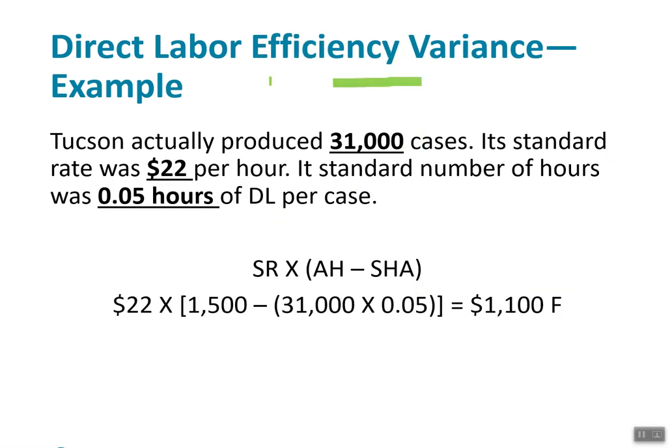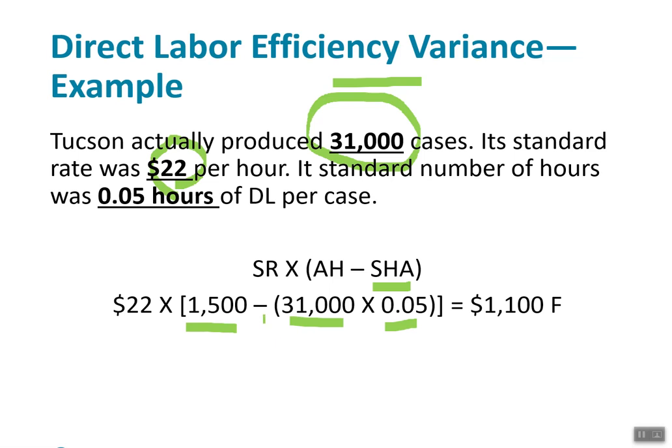The efficiency variable for direct labor is going to be the calculation of the standard rate, which again is $22 per hour. Remember, that comes from our standard cost card. And then we're going to take the actual number of hours, which they gave us this number also, and then the standard hours that are allowed. And on your sheet, you'll see the calculation is the actual number of cases, which is 31,000, times the standard number of hours for each case, which is 0.05. And I believe that's in direct labor hours.